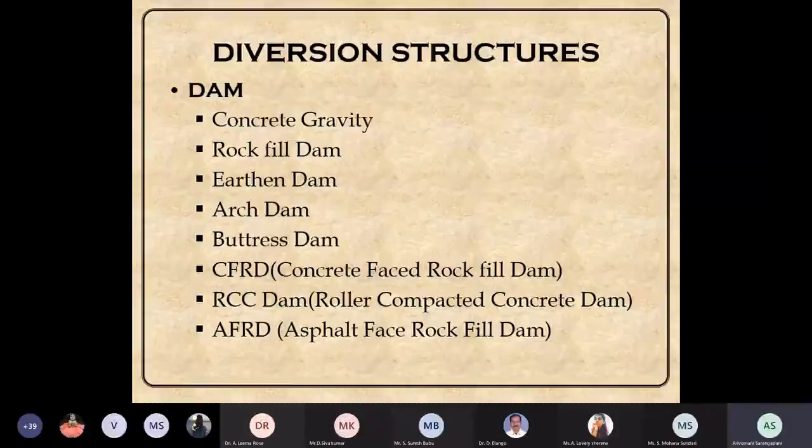All of this depends upon the usage, the geological condition, the purpose for which we are going to use the project, the height, the valley size and how it looks, and the rock stratum. All of this determines the selection of the dam type.